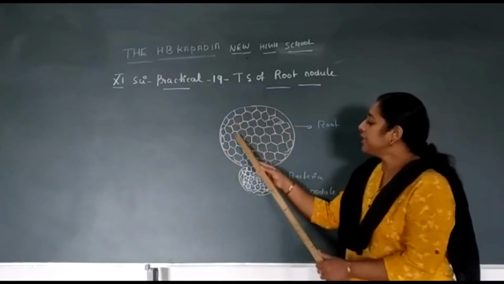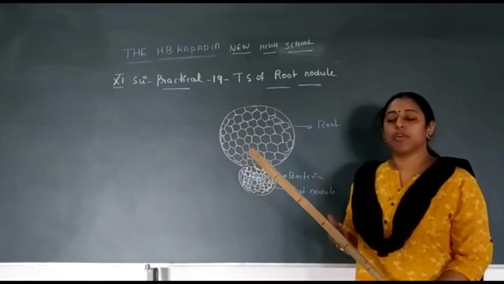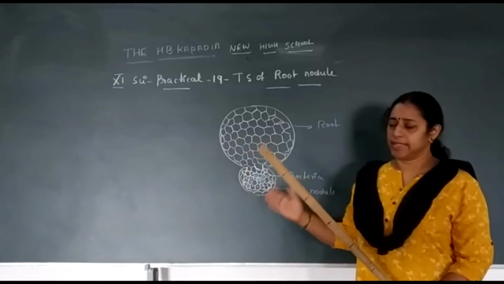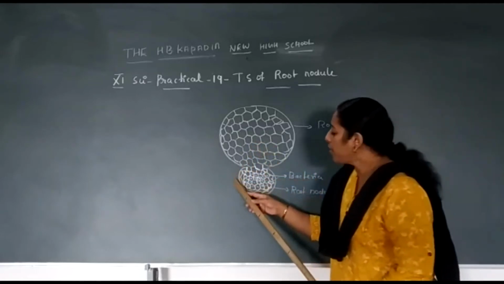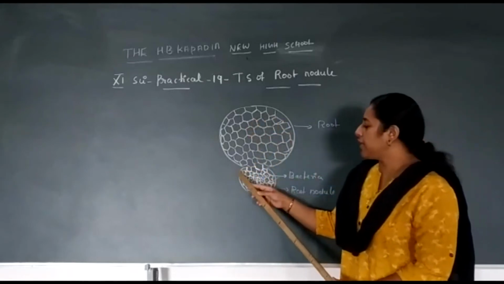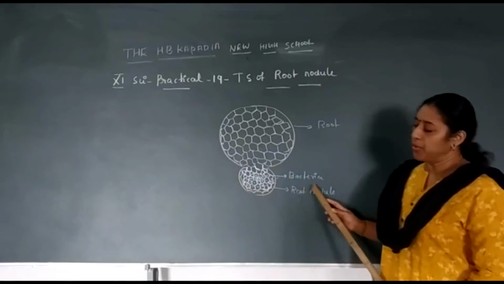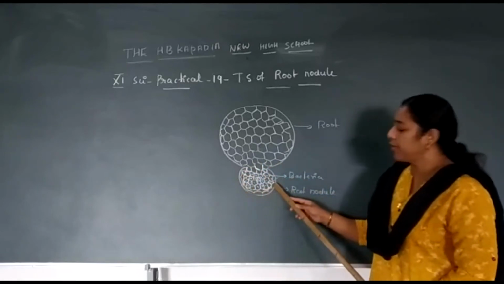So this is the TS of a root. It consists of the layers like epidermis, cortex. In that way all the layers it is having. And from the outer part of the root, you can find a small outgrowth. That outgrowth is called root nodule, a small spherical outgrowth.